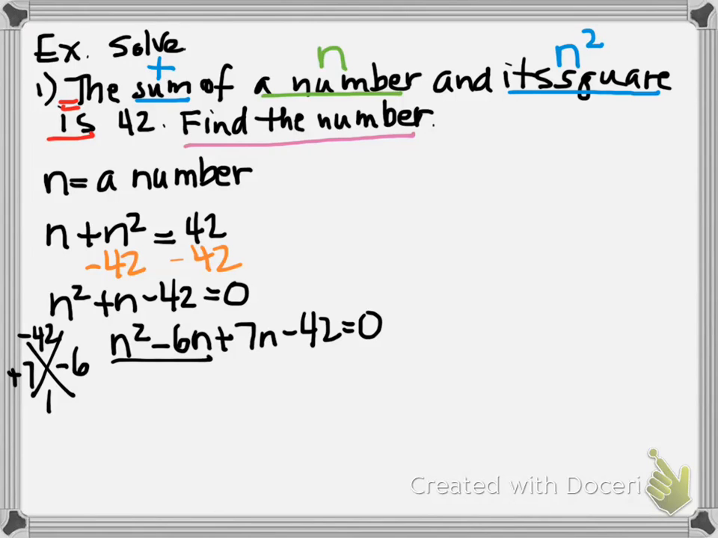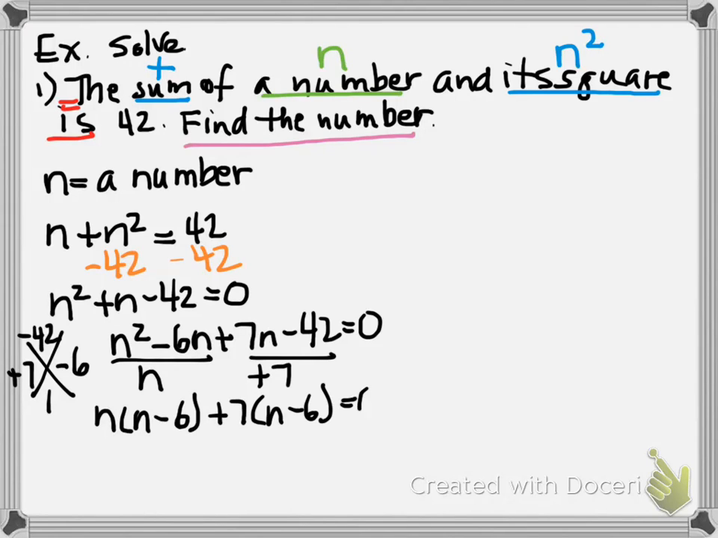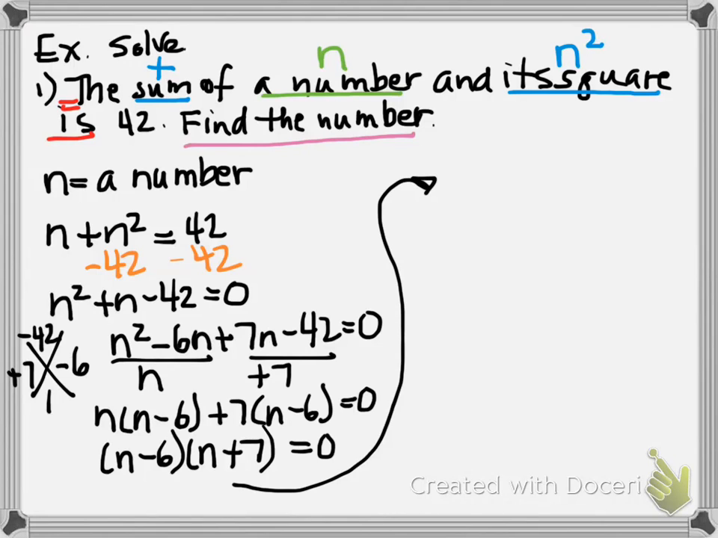And then we factor by grouping. First two have an n in common, the second two have a positive 7 in common. So it gives me n times the quantity n minus 6 plus 7 times the quantity n minus 6 equals 0. So we get the common binomial of n minus 6. The coefficients form their own binomial, n plus 7 equals 0. So I'm going to carry on over here. We take each one of those factors that has a variable in it, set it equal to 0, and solve.